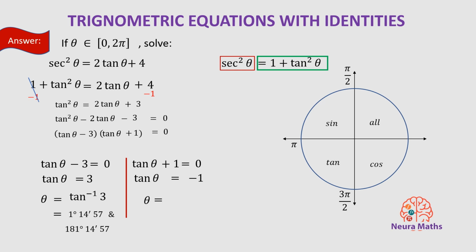The acute angle whose tan is 1 is 45 degrees. But tan is negative, so it exists in quadrants 2 and 4. What angles are the reflection of 45 degrees in quadrant 2 and quadrant 4? The reflection of angle 45 in quadrant 2 is 180 minus 45, and the reflection of 45 in quadrant 4 is 360 minus 45 or -45. In degrees, the two angles are 135 degrees and 315 degrees.